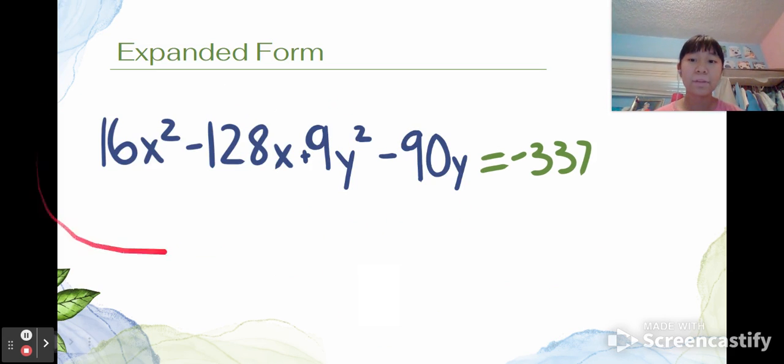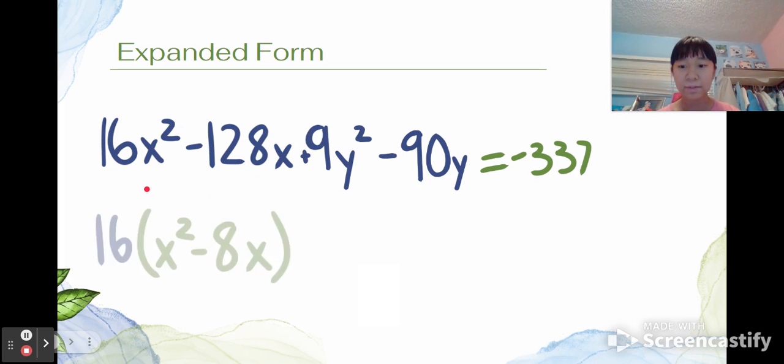Now that we have this, what are we going to do next? We're going to start completing the square. If you remember what I mentioned earlier, when we complete the square, we need to have the x squared coefficient equal to 1. So that's why we have to factor out a 16, and then factor out a 9.